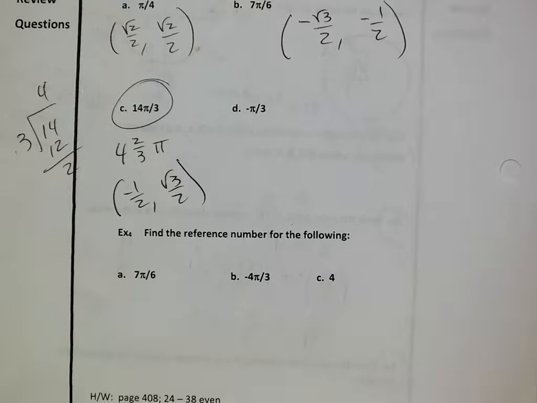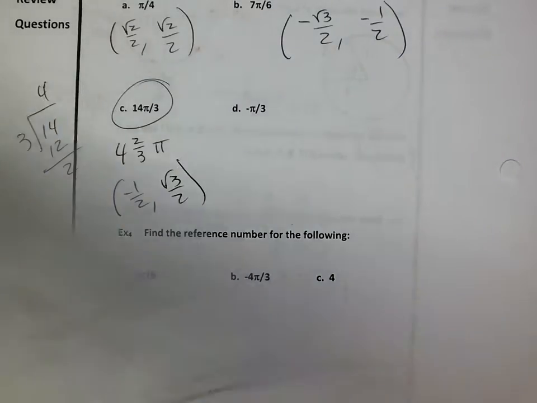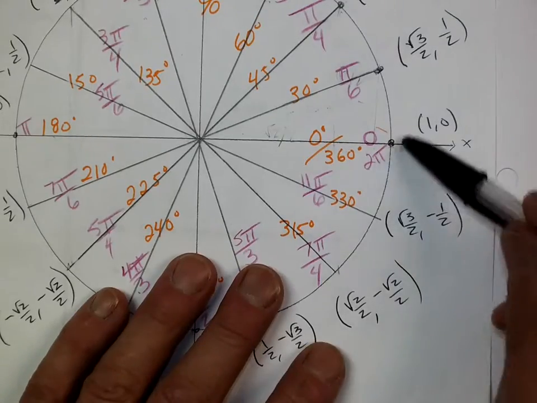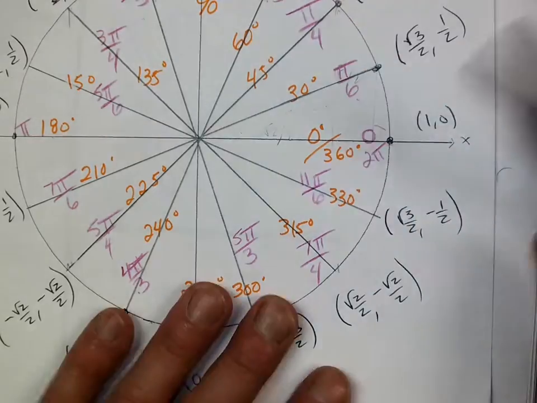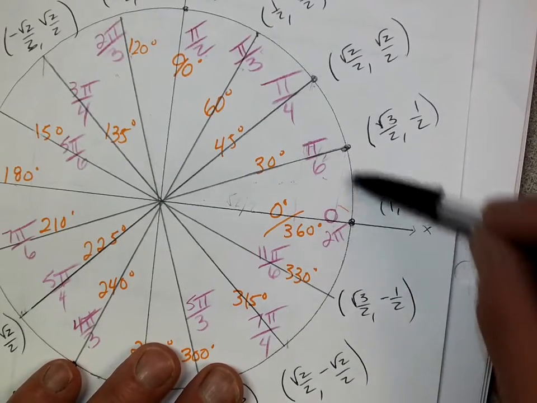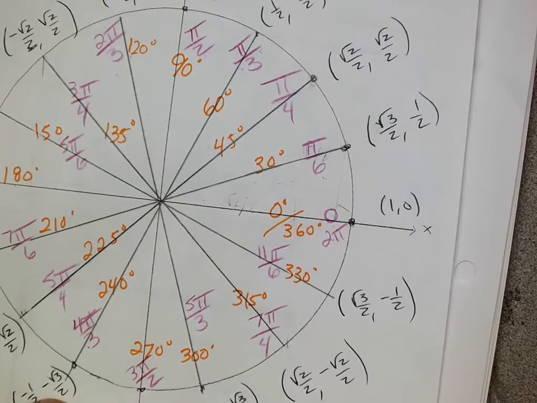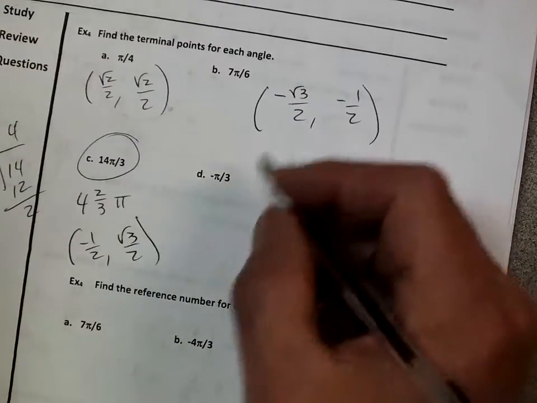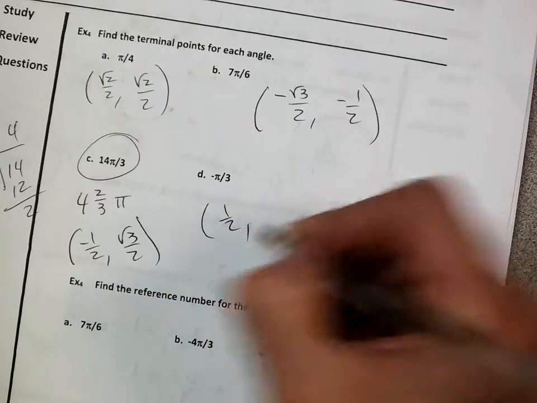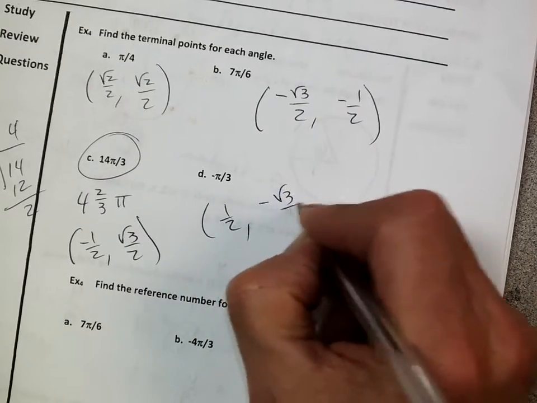Okay? So let me put that on film so you can see it, negative pi thirds. Instead of rotating up pi thirds, it's a backwards rotation, back pi thirds, but you're right there. My terminal point is 1/2, negative square root of 3 over 2, okay?